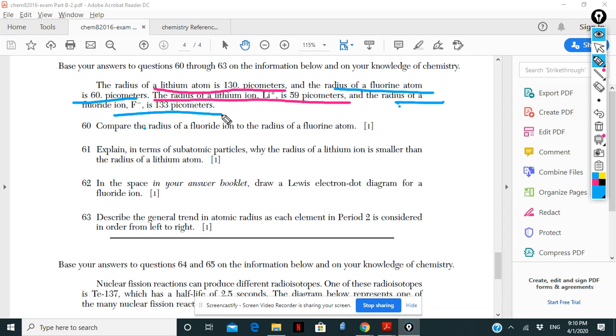So the fluoride ion is 133 picometers, and the fluorine atom was 60 picometers. So that's bigger by, if we do the subtraction, almost 73 picometers. So the radius of the fluoride ion is bigger than the radius of the fluorine atom by 73 picometers. Okay.